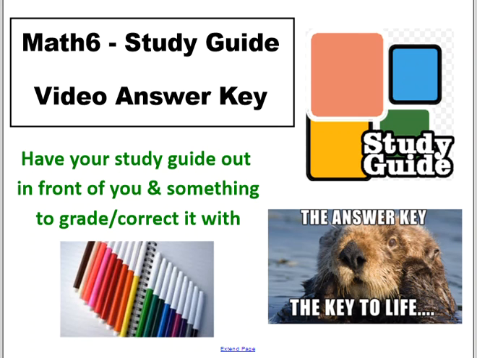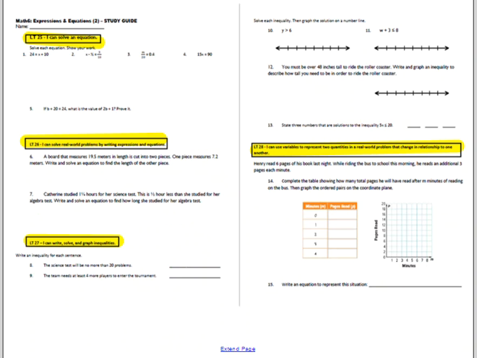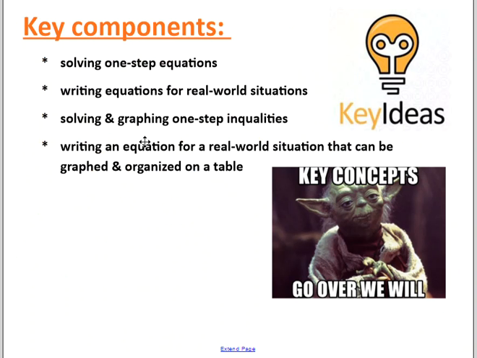Hopefully you've done that. Hopefully it's in front of you right now, and let's start going over that. Well, there were really 4 learning targets on this particular study guide, and those main skills are these right here. We are solving one-step equations. We're writing equations for real-world situations. We're solving and graphing one-step inequalities, and we're writing equations for situations that we can graph or put on a table. So these are the big things from this unit.